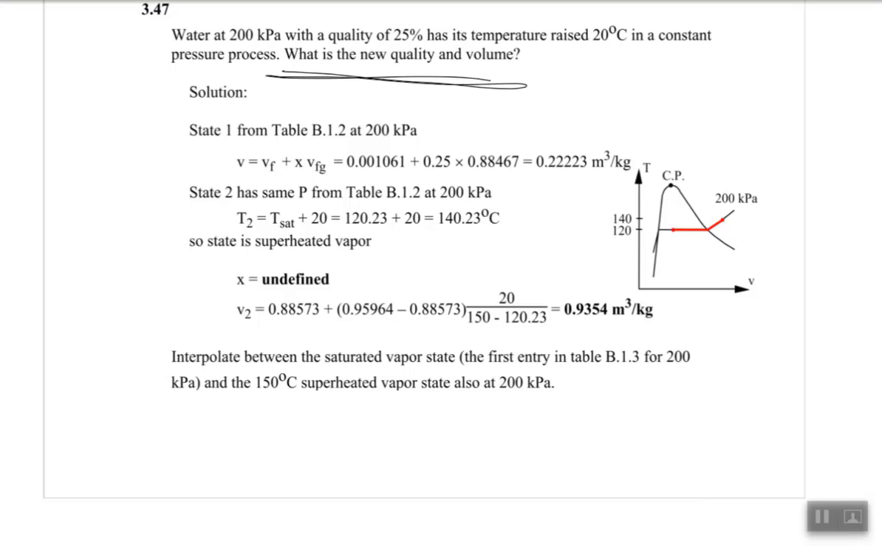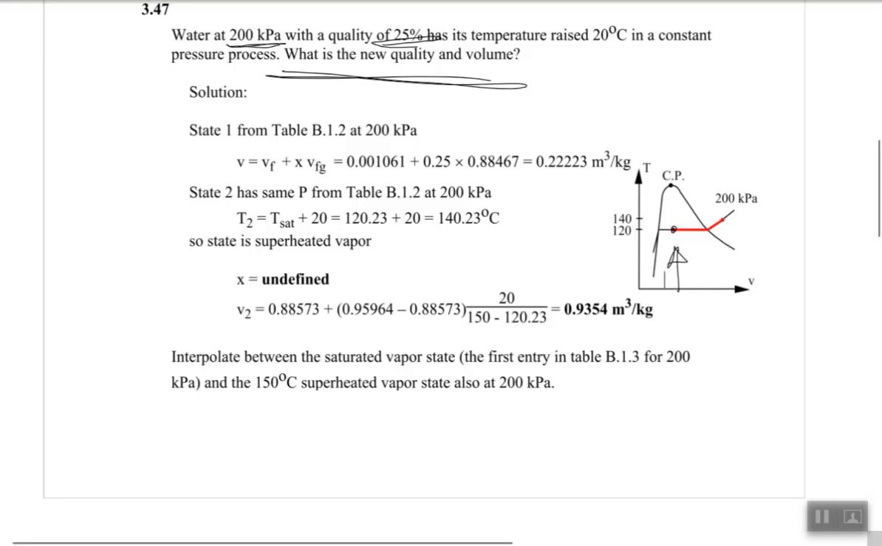So first thing first, what we have to do is find where we actually are. Let me find it at 200 kPa, at a quality of 25 degrees centigrade. Obviously the quality is given, the pressure is given. If the quality is given, definitely we are somewhere inside the vapor dome. So that's what is already defined.